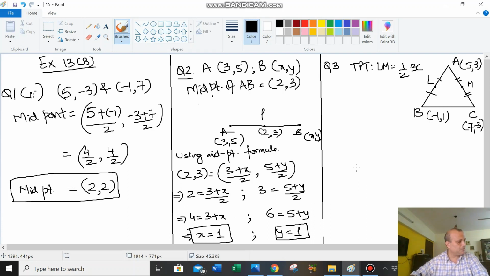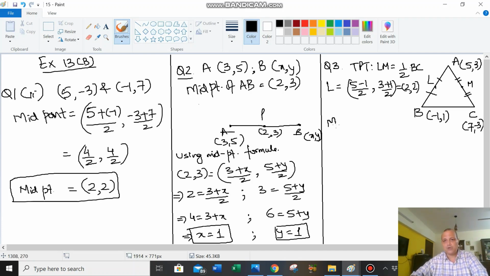Question number 3 says A, B, C are the vertices of a triangle ABC, and L is the midpoint of AB and M is the midpoint of AC. We need to prove that LM is equal to half BC. So let's first calculate the coordinates of L. Coordinates of L will be 5 minus 1 upon 2 and 3 plus 1 upon 2. So that's 4 upon 2 and 4 upon 2, which means this is 2 comma 2.